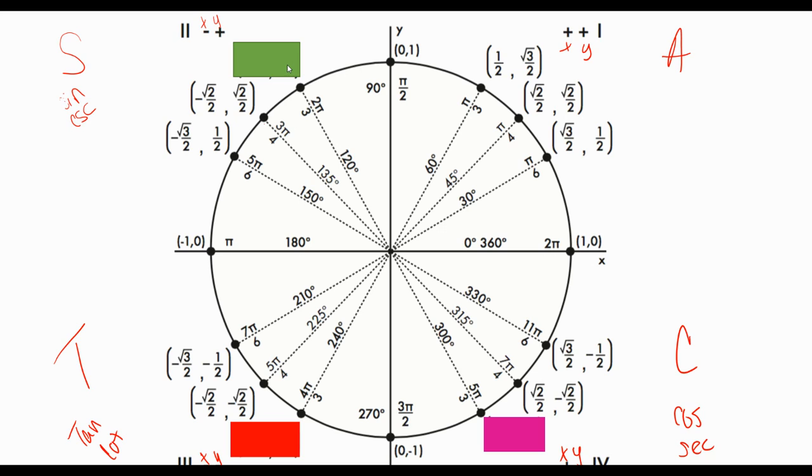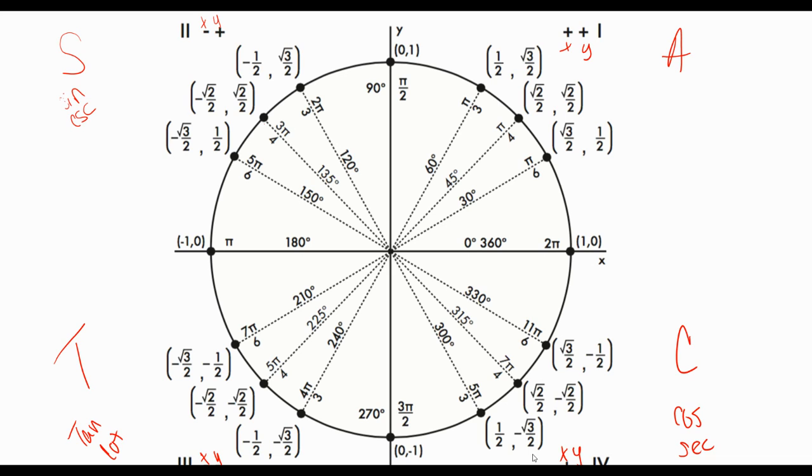120 degrees has the reference angle of 60. It's 60 degrees away from 180, but is now in the second quadrant. So our sine is now going to be positive and cosine is going to be negative. So we have negative 1/2, root 3 over 2. In the third quadrant, for 240 degrees, or 4 pi over 3, we're going to have negative 1/2 and negative root 3 over 2. And in the fourth quadrant, your y value will now be negative and x will be positive, so 1/2 and negative root 3 over 2.